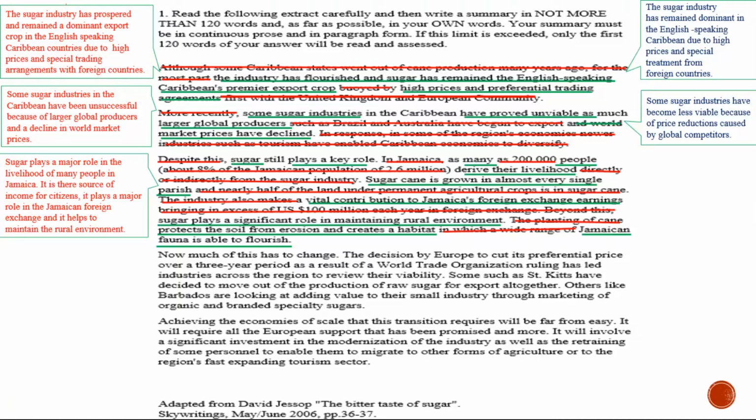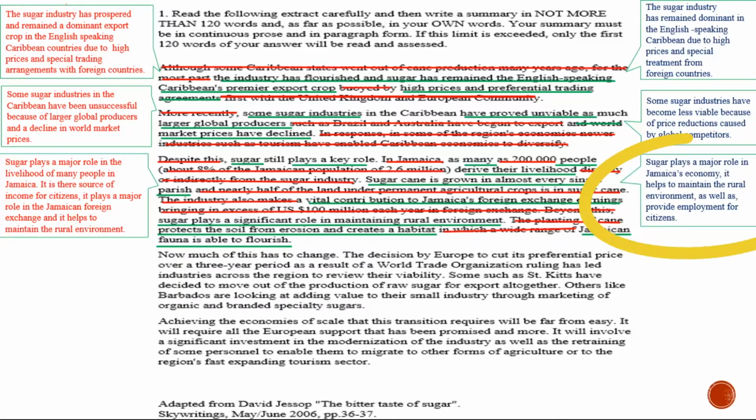Now let us look at a summarized piece for the same paragraph. It says, which is in blue, sugar plays a major role in the Jamaican economy. It helps to maintain the rural environment as well as provide employment for citizens. Now let us go to paragraph 4. Now much of this has to change.